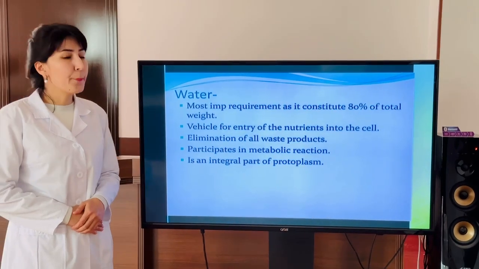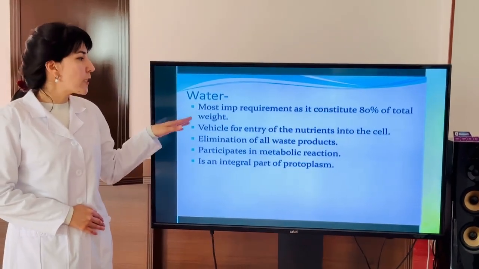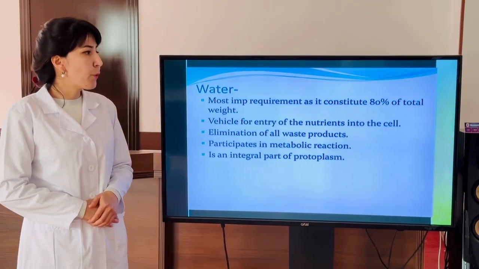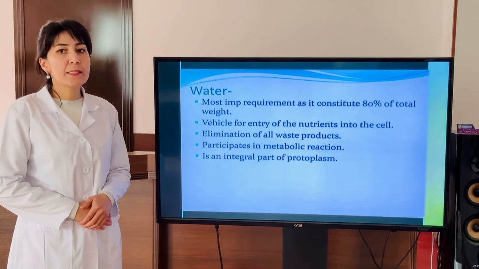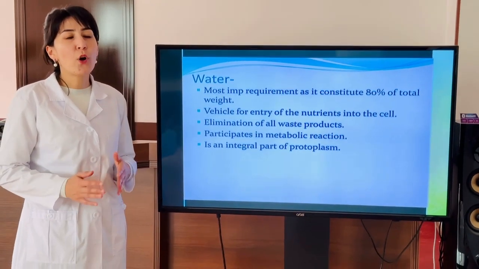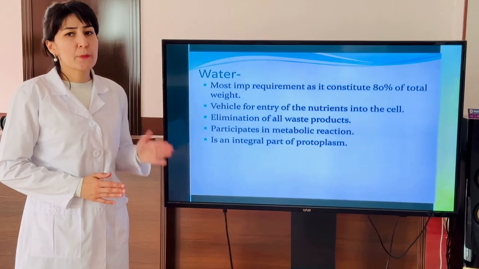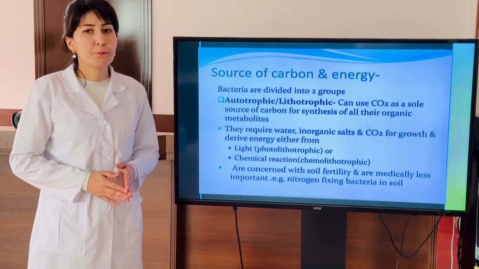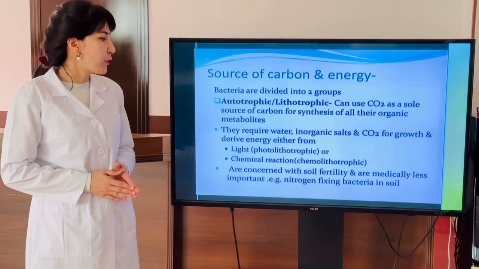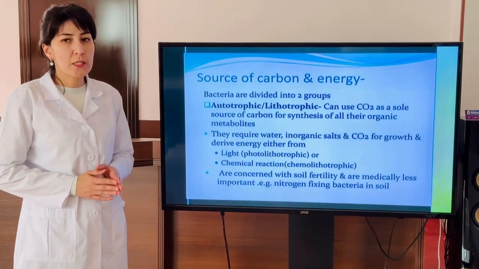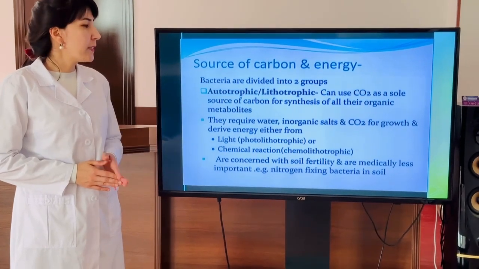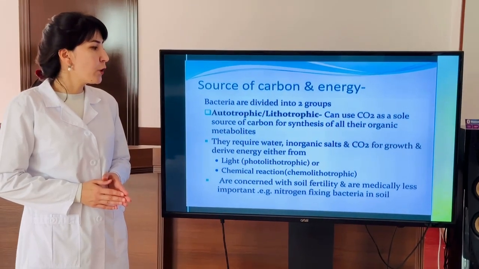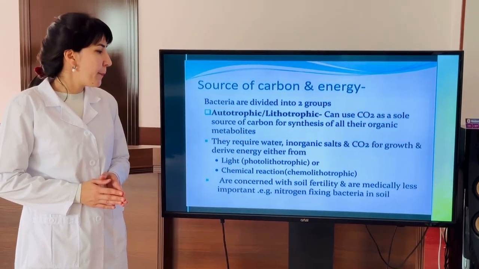First, water. Water is the most important requirement, as it is about 80% of total weight. It helps in elimination of waste products, participates in metabolic reactions, and is an integral part of the protoplasm. Source of carbon and energy: bacteria are divided into two groups. Autotrophs, or lithotrophs, can use carbon dioxide as a sole source of carbon for synthesis of all their organic metabolites.